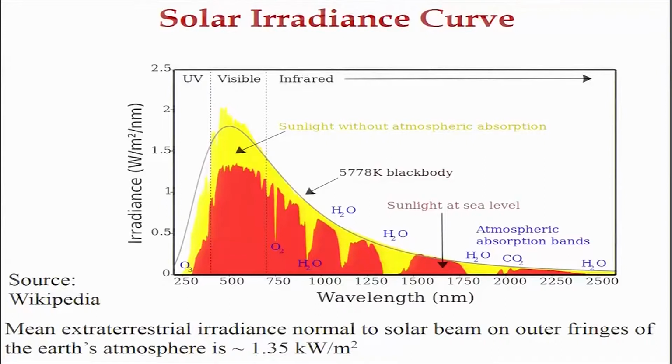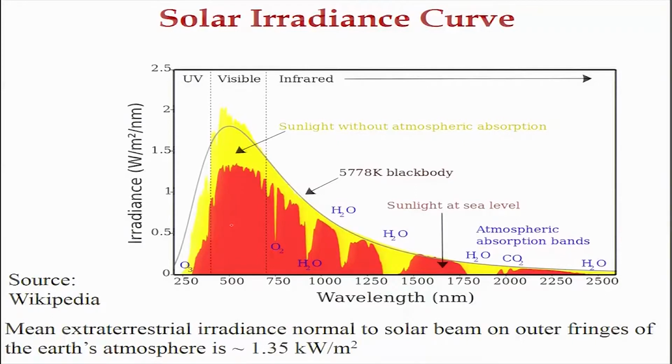So if you look at the solar irradiance curve, this is a plot which plots irradiance in watt per meter square per nanometer. So essentially energy per unit area for that particular wavelength per nanometer. So it's a spectral irradiance, you can say, when it's plotted as a function of wavelength. You can see that it shows a maxima at somewhere around 500 nanometer, which is in the visible range.